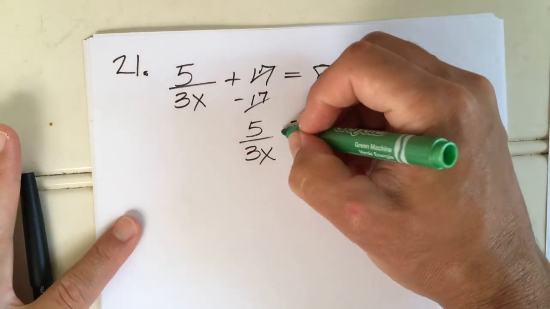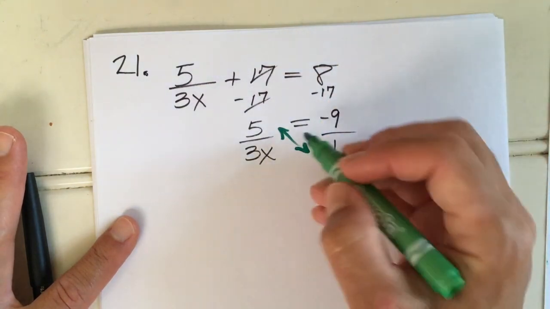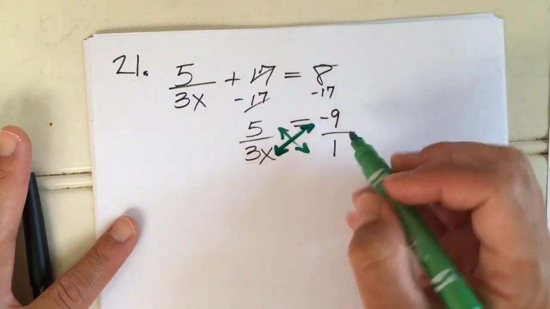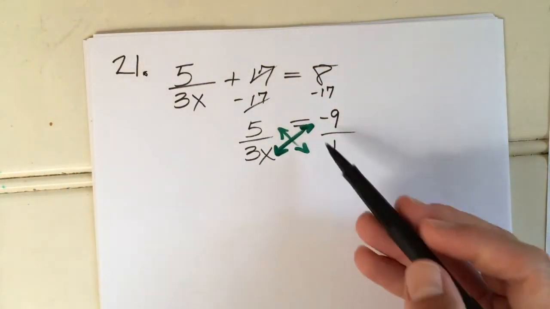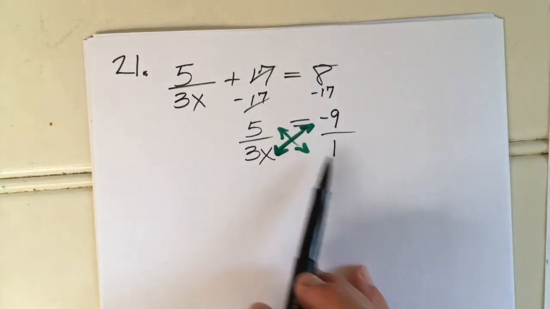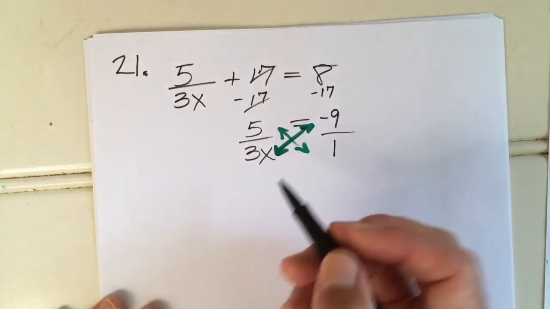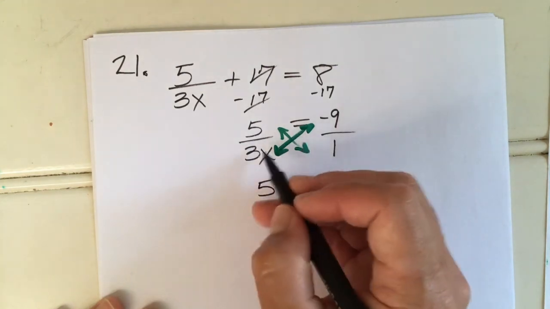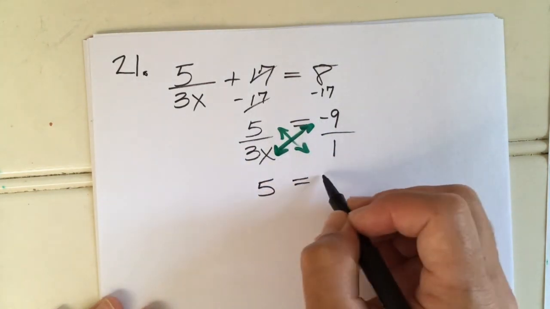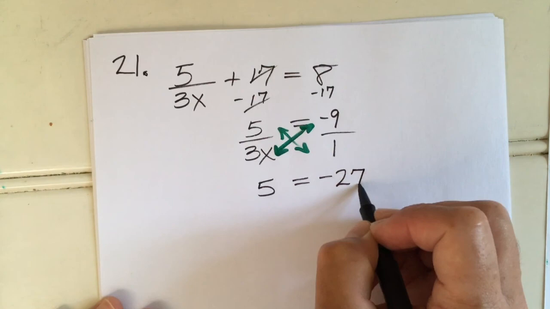There's a 1 right there, so I'll go ahead and multiply the 1 by 5 and the 3x by negative 9. Make sure you only multiply the negative sign once, so the 1 doesn't get the negative. So 5 times 1 is 5. 3x times negative 9 is equal to negative 27x.